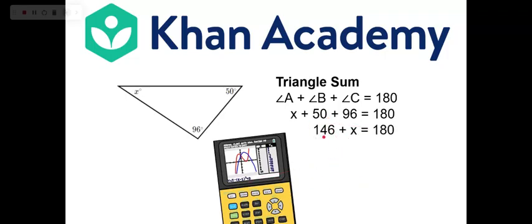It's okay. Now to get this 146 to the opposite side, I do the opposite. The opposite of a positive 146 is a negative 146. So I'm going to subtract 146 and I get 34. X equals 34. And that makes sense because that's an acute angle. Looks good.